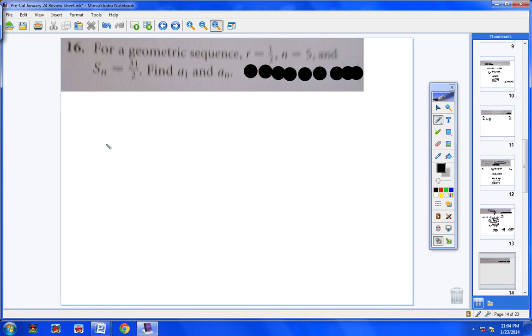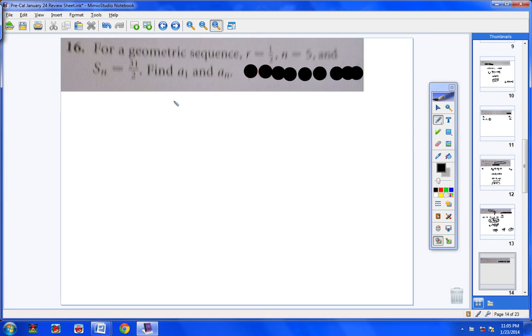All right, we have a geometric sequence. We know the common ratio is 1/2. We know n equals 5. And we know the total sum is 31 over 2. And so they want us to find a subscript 1. And they want us to find also how many terms that we have, okay? So here we go.